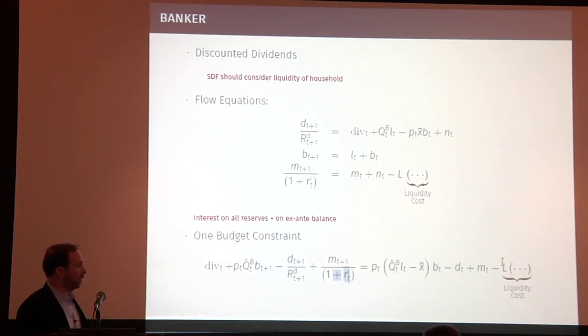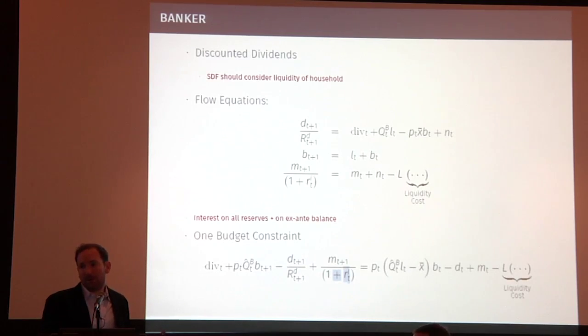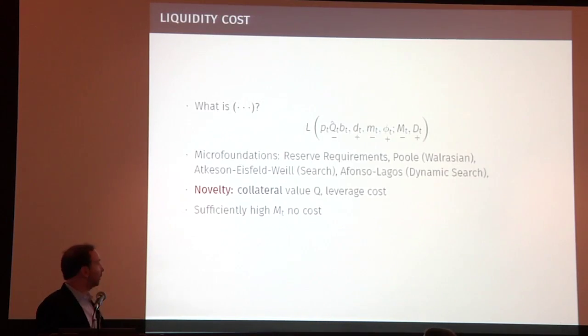So what is this liquidity cost? That will depend on various environments, but it's safe to make some assumptions here. The assumptions are the following: the liquidity cost is decreasing in the amount of collateral in the economy. It's increasing in the amount of deposits, or in the amount of leverage that these banks have. It's decreasing in the amount of reserves that these banks have. And it's increasing in some shocks that the banks can have, such as a large withdrawal, which means how many payments the bank has to make. And it's also decreasing or increasing depending on aggregates.